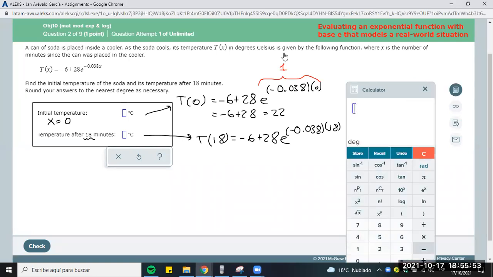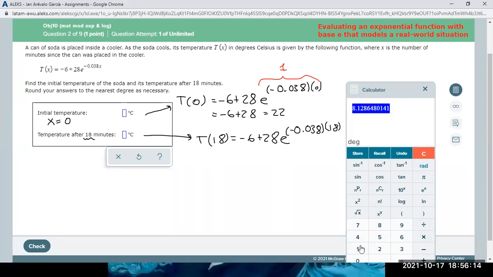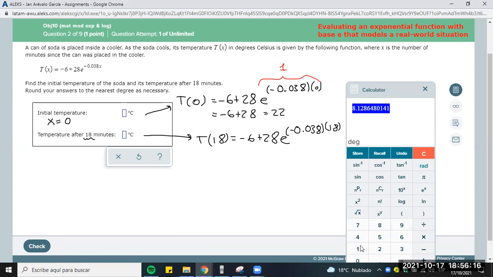So it is minus 6 plus 28 times e to the minus 0.038 times 18. Okay, that is our number, and it says that we have to round to the nearest whole degree. So the number is just going to be 8.